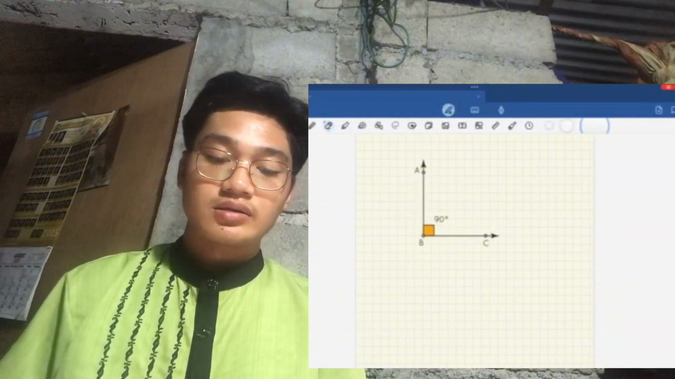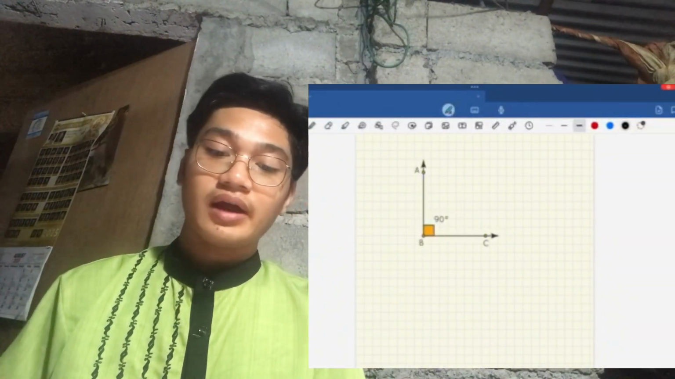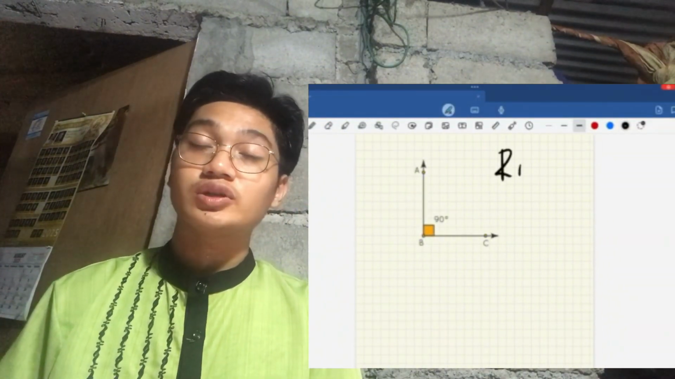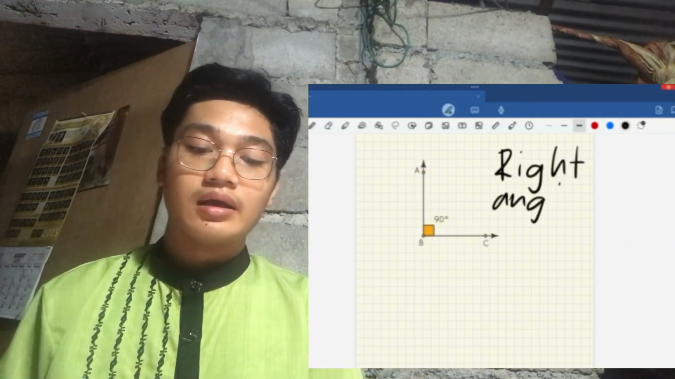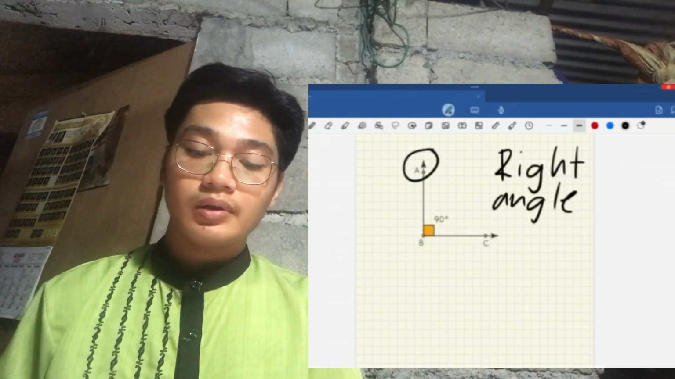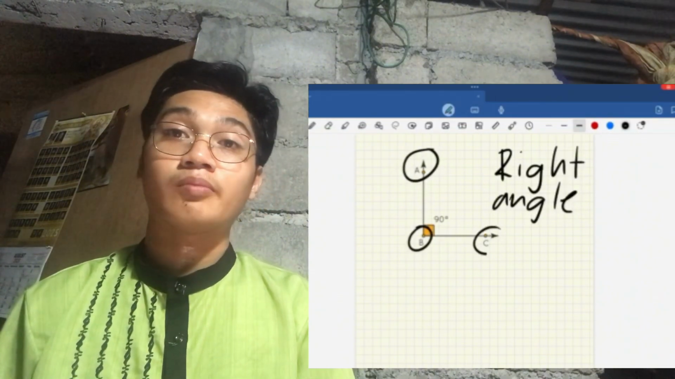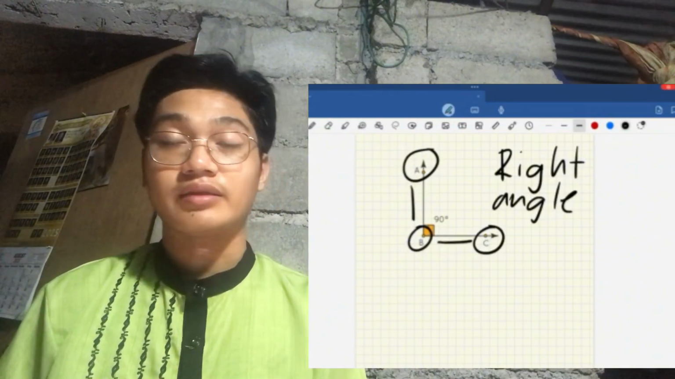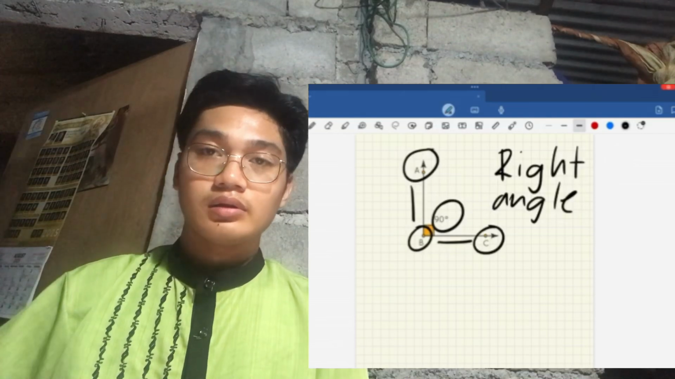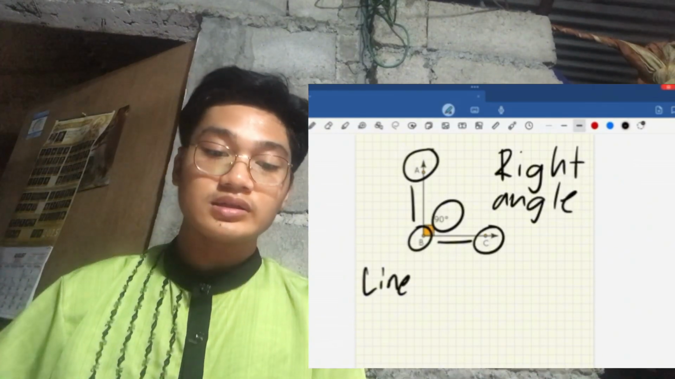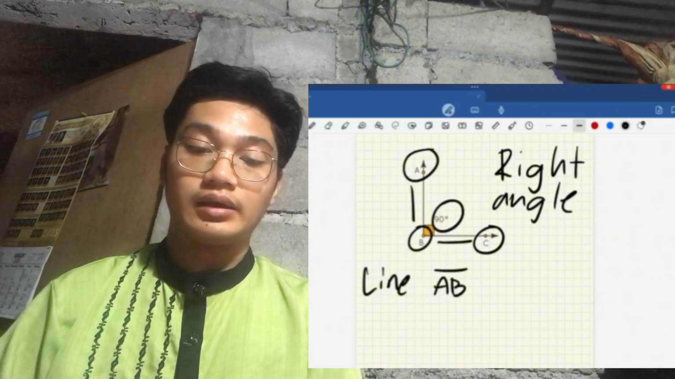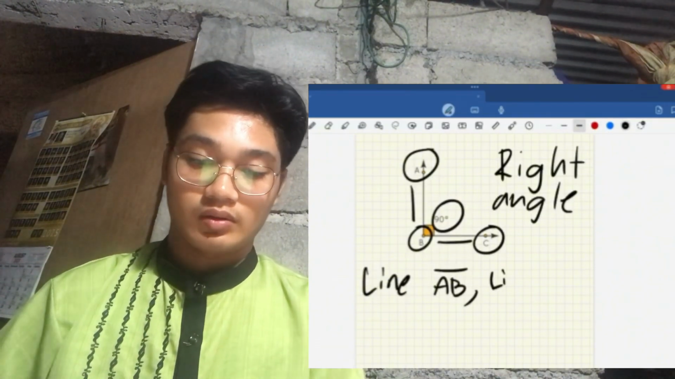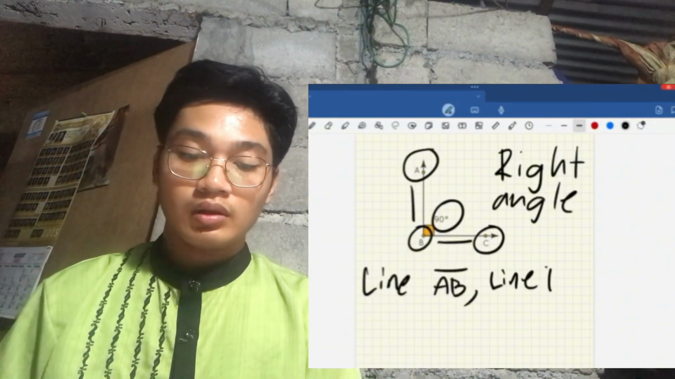First is the right angle. When an angle measures exactly 90 degrees, it is known as a right angle, and it can be easily observed as a form of the letter L. And this is an example of a right angle.